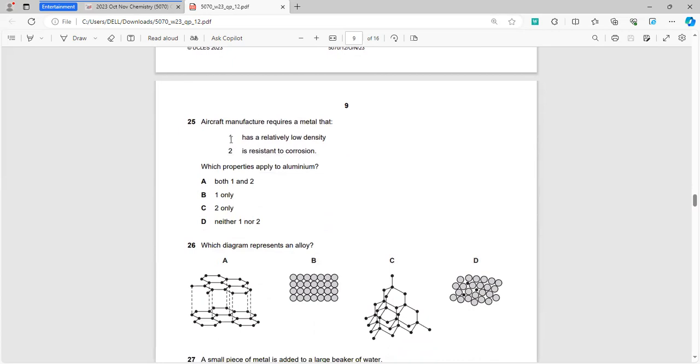The final question for today is about aluminum. You know that aluminum is used to make aircraft, and why is it suitable? Because firstly, aluminum has a very low density, which enables aircraft to fly easily, and secondly, it is resistant to the effects of corrosion.